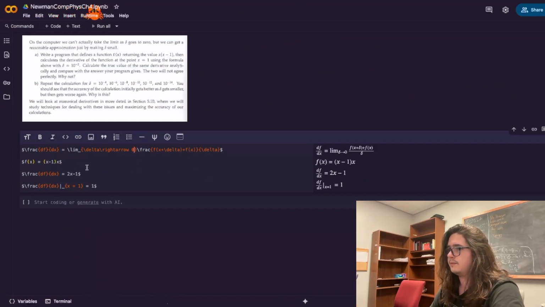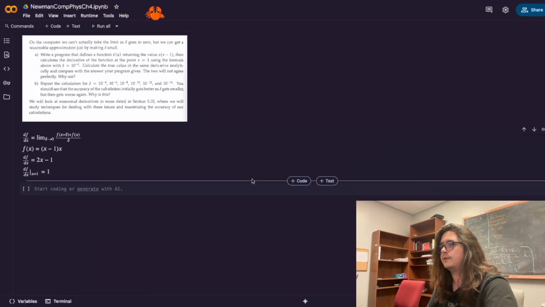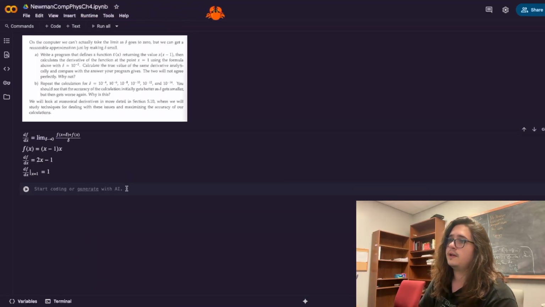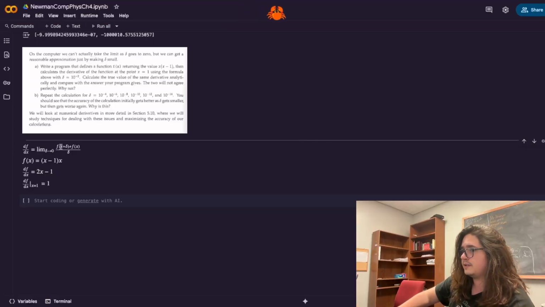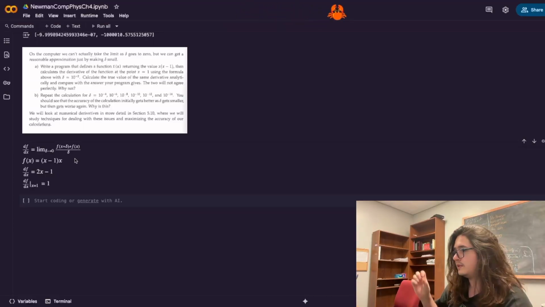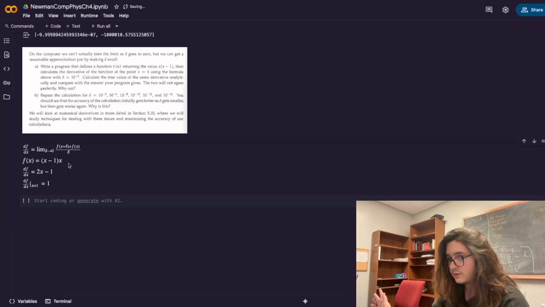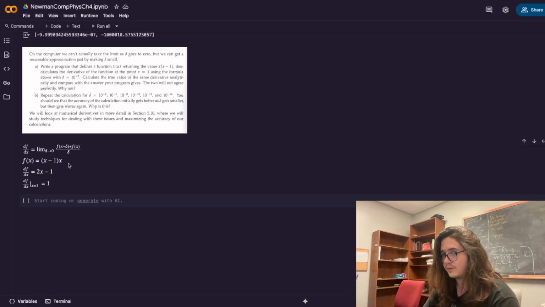That looks a lot better. But yeah, that's the definition of a derivative. And we're going to be testing that formula, pretty much just taking a really small value for delta and testing it against this function here, x times (x minus 1), which we know the derivative of is just 2x minus 1 analytically. And so if you plug in 1, you should get out 1.